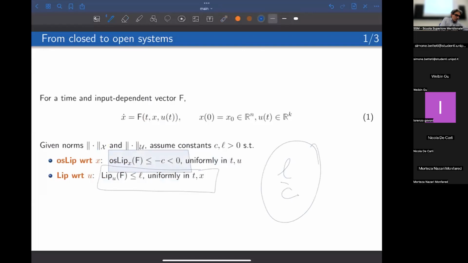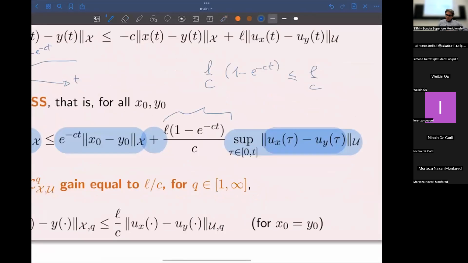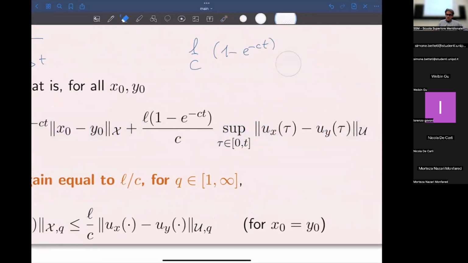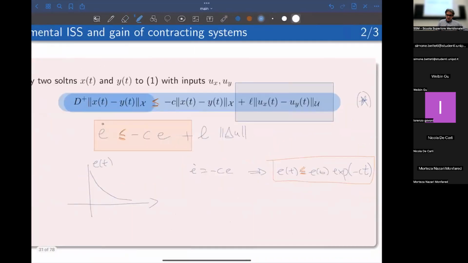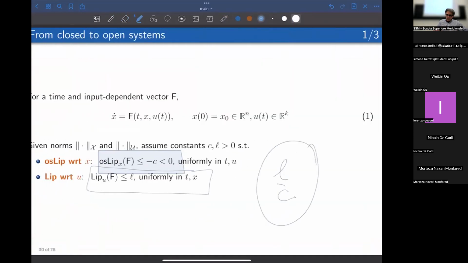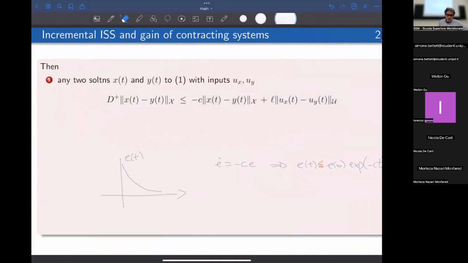Question? What would U X and U Y be? Oh, this is the input for the first trajectory and the input for the second trajectory. Right. So I have two trajectories. I should have been more careful. Let me say it better. I think I actually did write it, but I did not pronounce it. So it's my fault. Forgive me.